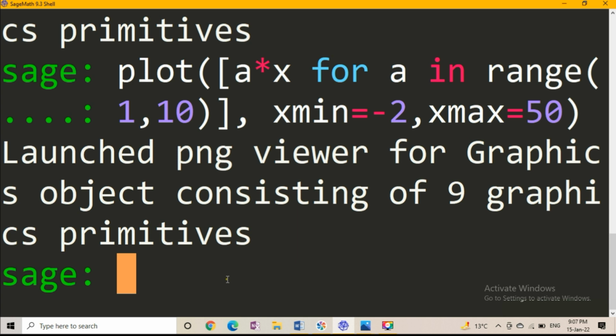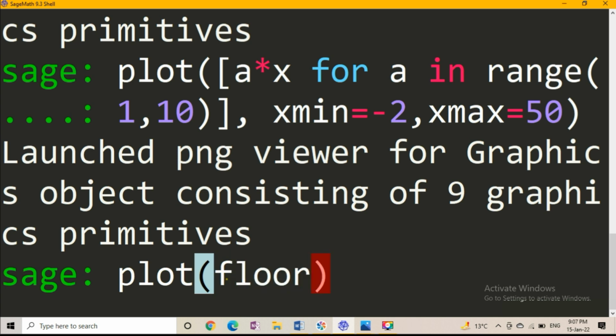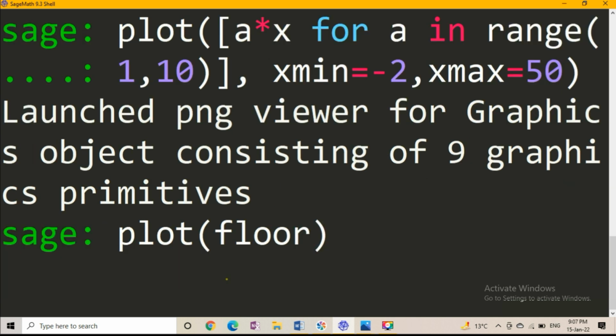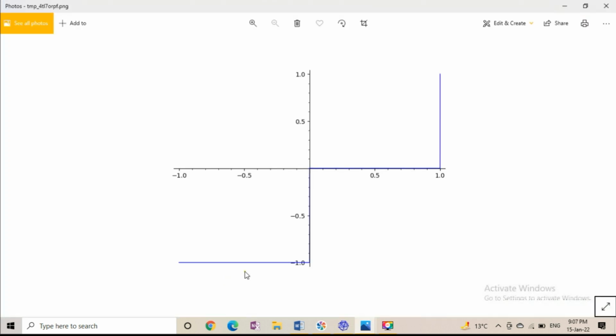Now come on to the next graph. We are trying to draw the graph of the greatest integer function. The greatest integer function is your floor function. So we write plot in brackets floor, and then press enter. Then this gives you the graph of the floor function, and the default setting of the value of x is -1 to +1. Now we change the scale.